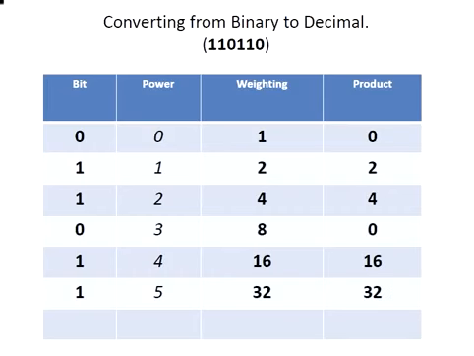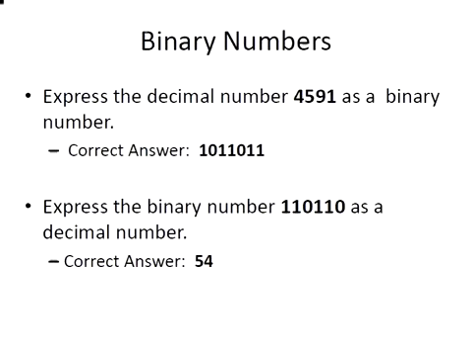So the answer is actually going to be the sum of all these products here. And the answer is 54. So express the binary number 110110 as a decimal number. The correct answer is 54.